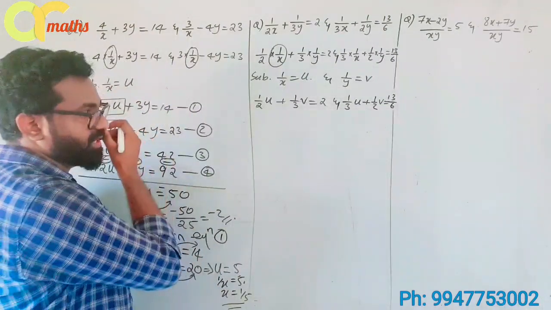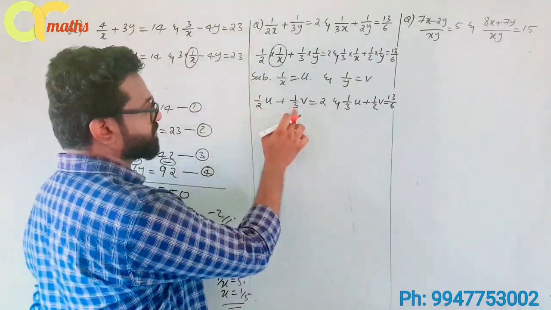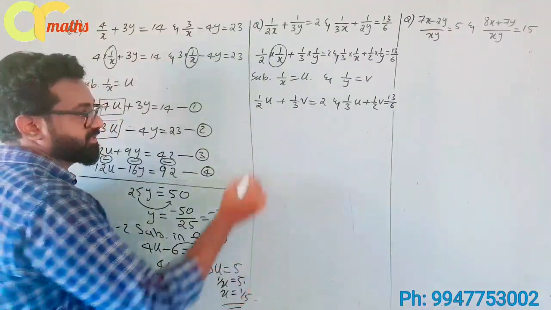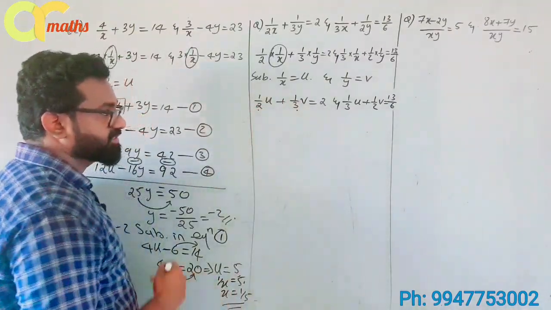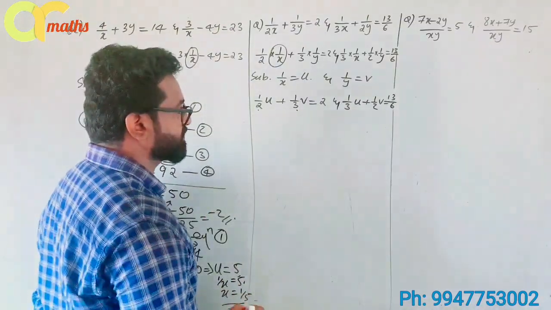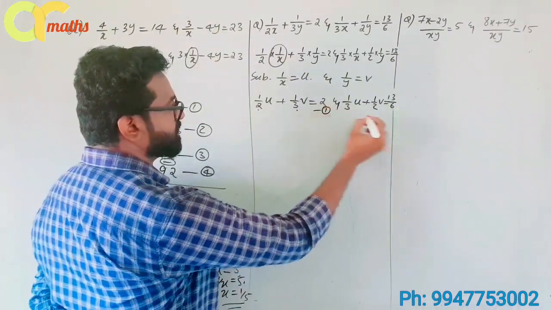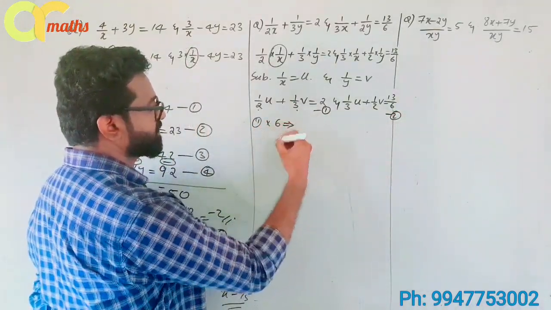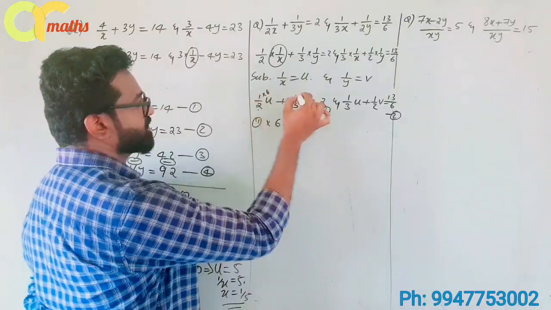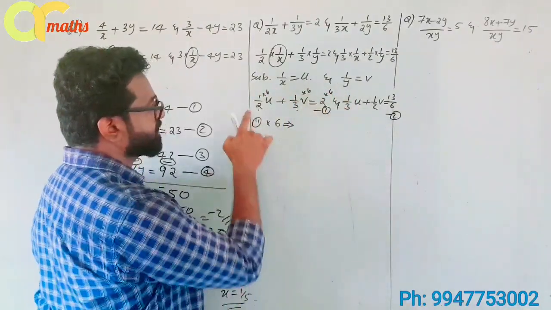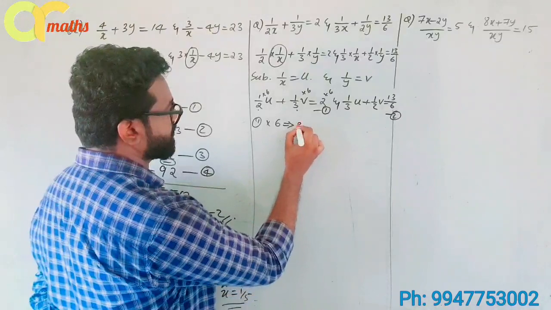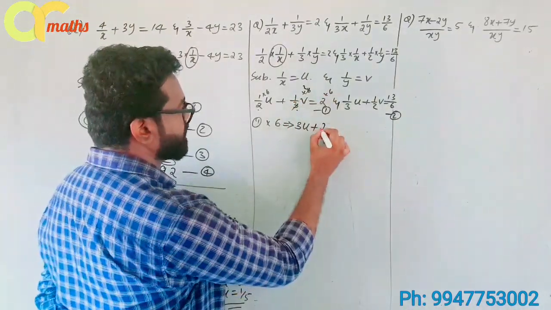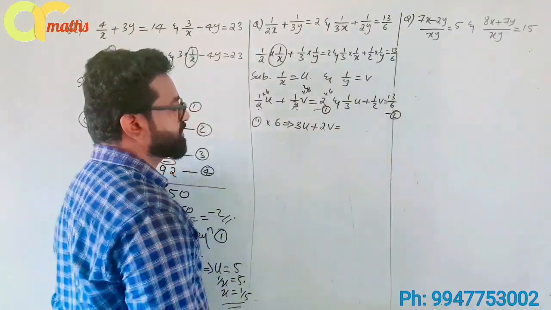Then how to eliminate 2 and 3? By multiplying its LCM. What is LCM of 2 and 3? That is 6. So this is equation number 1, this is equation number 2. So equation number 1 into 6. What is the answer? 2 in 6 is 3 times. So 3u plus here 2 times 2v equal to 2 into 6, 12.